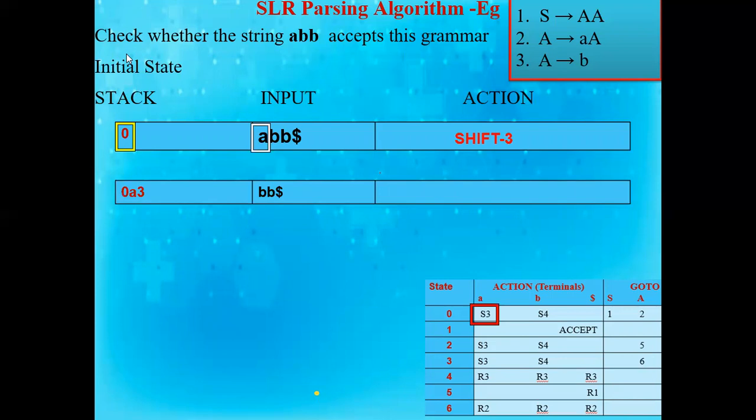We are inputting two symbols at a time. That is why it is SLR(1), so we are looking one symbol forward for this particular algorithm. So here A3 is pushed into the stack.